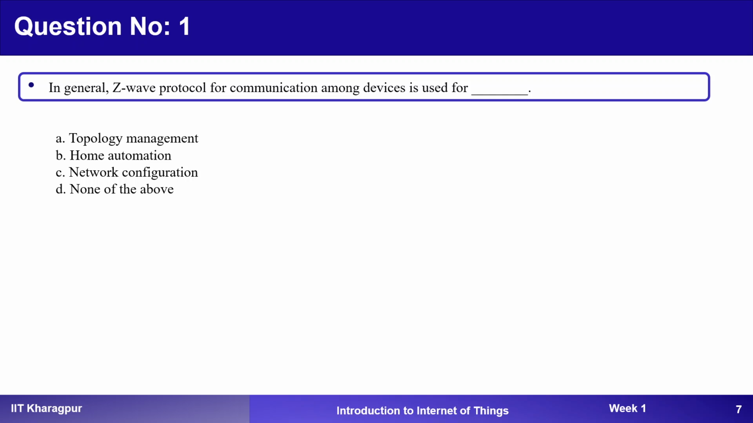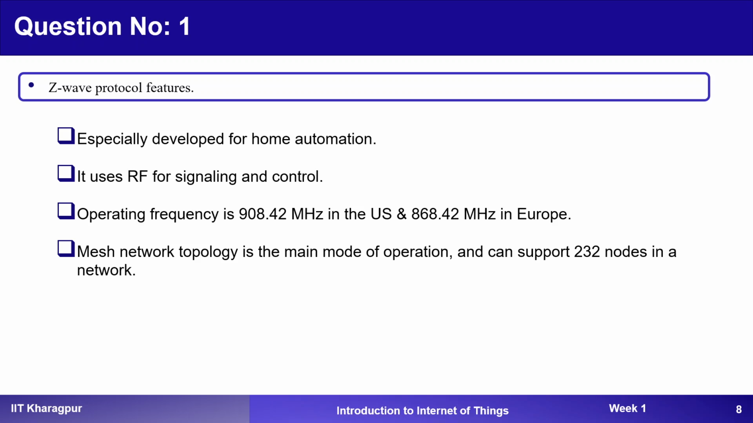Here are some properties or features of the Z-Wave protocol. The Z-Wave protocol is especially developed for home automation. It uses RF, or radio frequency, for signaling and control. It uses varying operating frequencies depending upon the region. For example, in the US it uses 908.42 megahertz, whereas in Europe it uses 868.42 megahertz. The topology this protocol uses is mesh network topology, and it can support up to 232 nodes in a network.